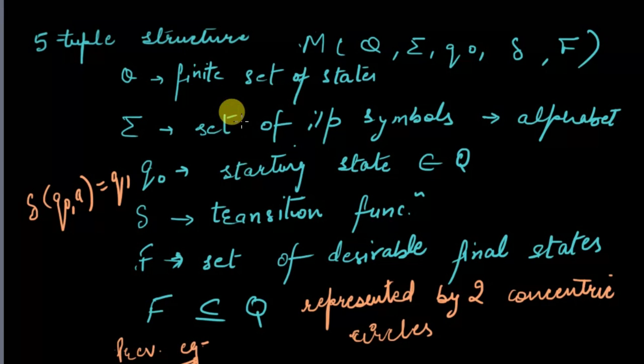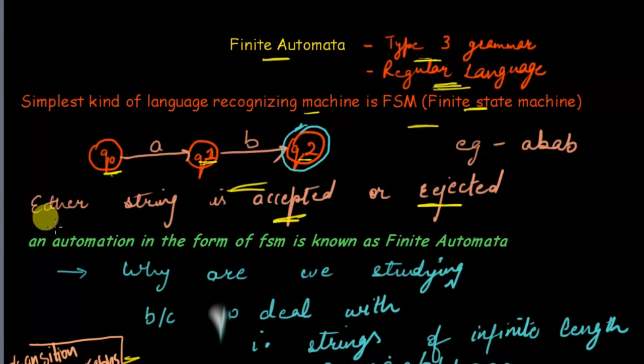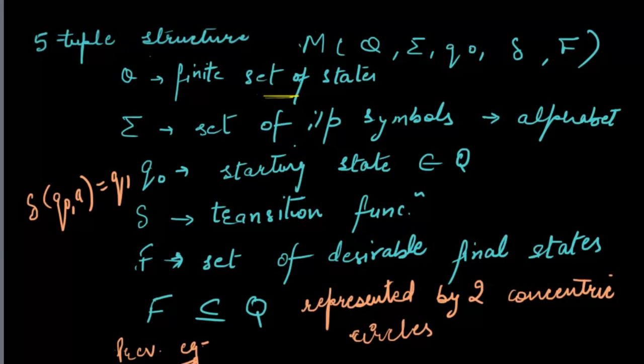Now we are defining the FSM, which is a 5 tuple structure and represented by any machine M, which has these 5 parameters: Q, sigma, Q naught, delta and F. The Q is the finite set of states, which in the previous example I can show you is Q0, Q1 and Q2. And sigma is the set of input symbols, which is the alphabet like those A and B, which were the inputs.